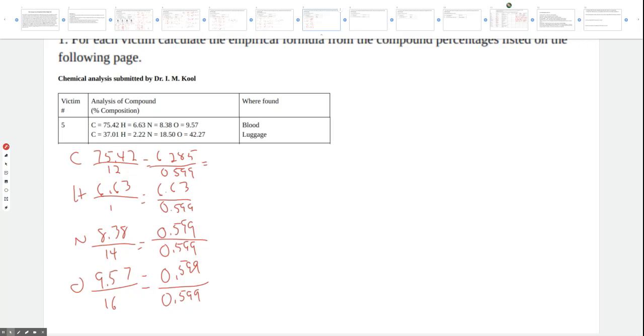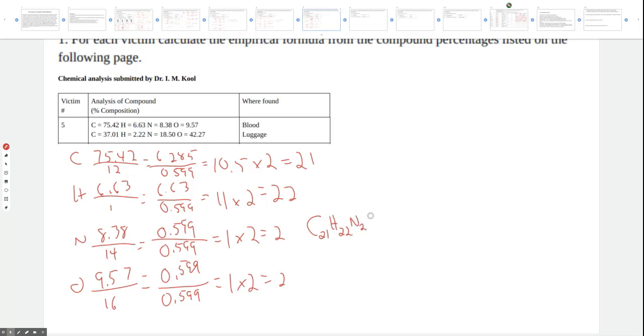And we get 10.5, 11, 1, 1, 10.5. I'm going to have to multiply that times 2, which means everything gets multiplied by 2, 2, 2, 22, and 21. So that formula is C21H22N2O2.